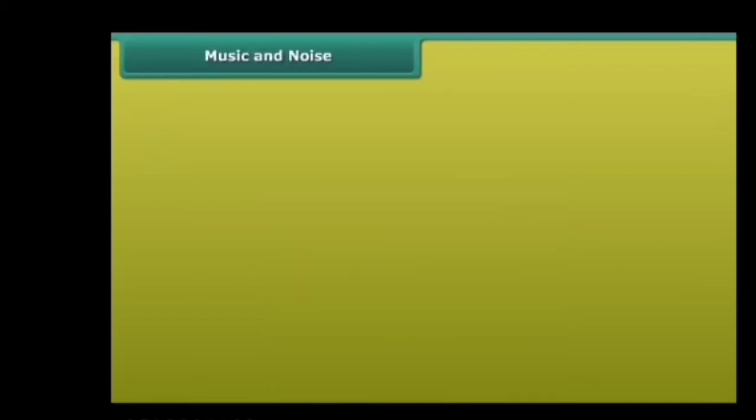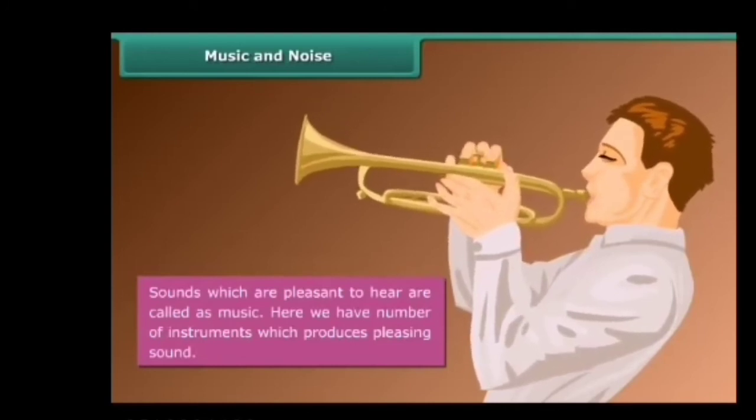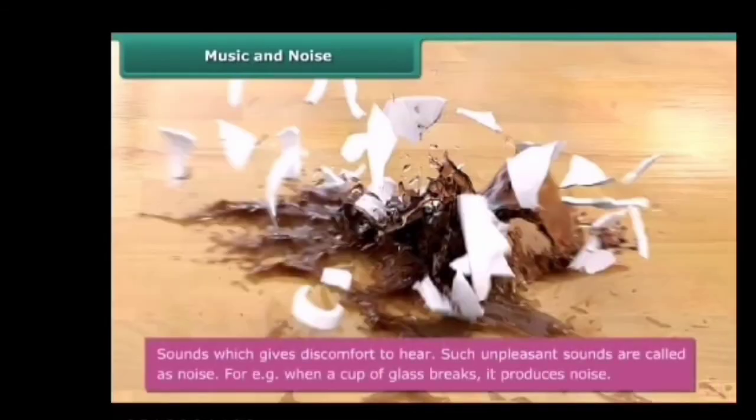Music and noise. Sounds which are pleasant to hear are called music. Here we have a number of instruments which produce pleasing sound. Sounds which give discomfort to hear are unpleasant sounds, and are called noise. For example, when a cup or glass breaks, it produces a noise.